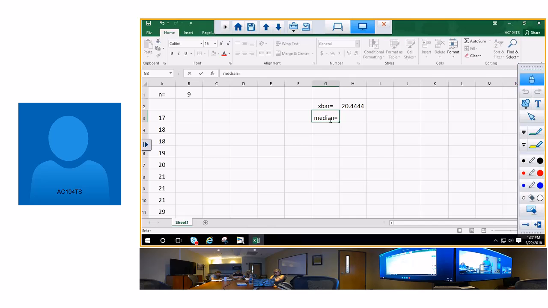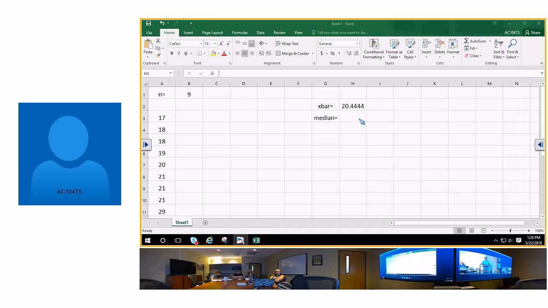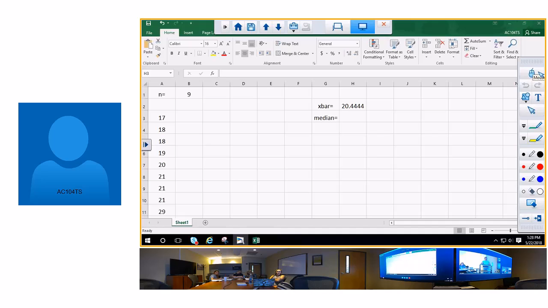Median means middle. So all I've got to do is find the middle, because I've got 9 numbers. I'll highlight this and put it in yellow. And 1, 2, 3, 4, there is my median.